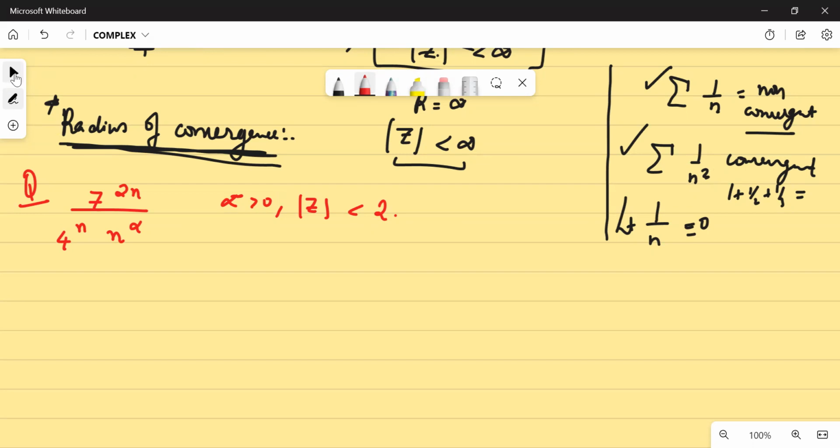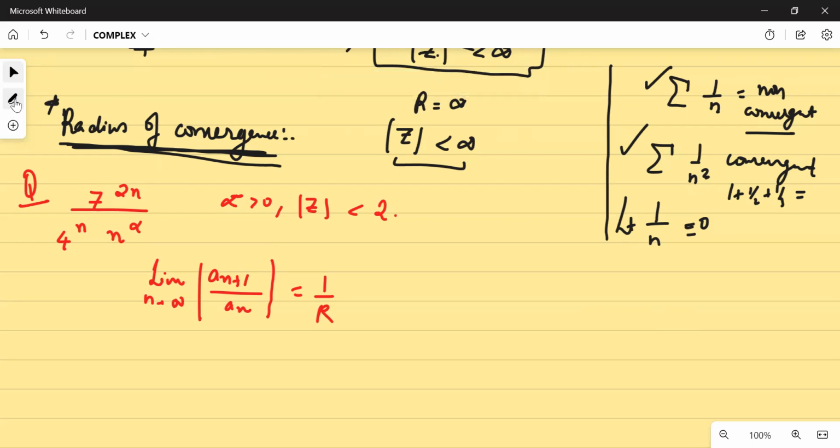So in order to find the radius of convergence, when I gave you the prescription, all you need to do is find limit n tends to infinity |a_(n+1) / a_n|, and this is equal to 1 over r. But the point is, here you are given z raised to power 2n, not z raised to power n. Okay. So here you are given z raised to power 2n and not z raised to power n. So you are likely to make a mistake here. So that is why I gave you the question.